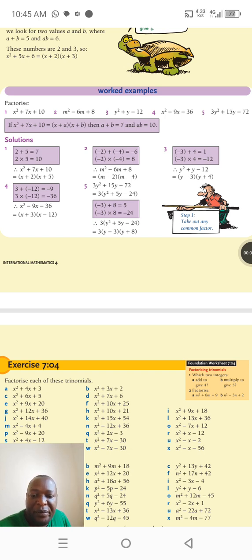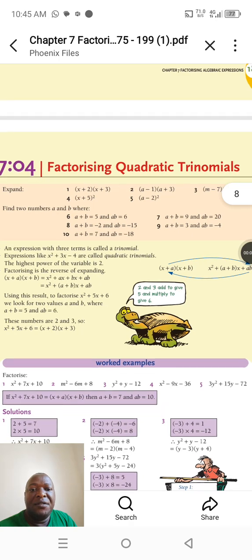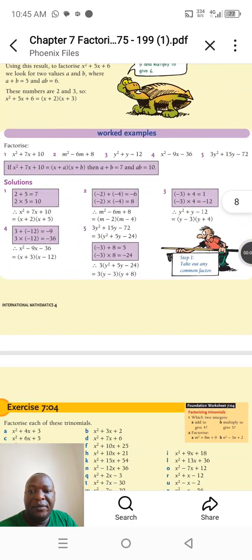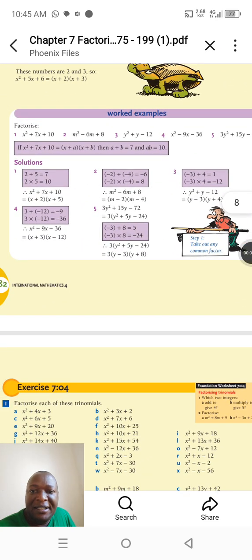So when we have such an expression, it is termed as a trinomial. That means it has three terms, that is the x squared, the 7x, and the 10. Now the question is, how do we factorize such quadratic expressions? So here we use the concept of the product and the sum.